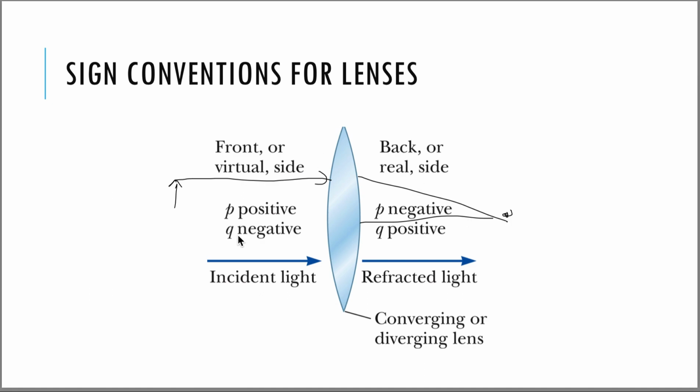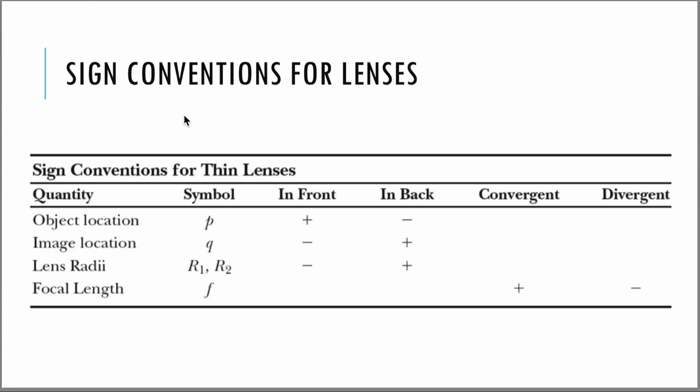So if the image is actually formed in the front, then it's a virtual image and we're going to consider that a negative Q. So looking back at the back side of the lens now, if P is in the back, it's going to be negative, but we're never going to encounter that situation in our problems. But if Q is in the back, that means that the rays actually intersected there, so that will be a positive image distance.